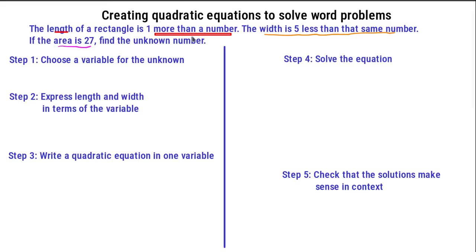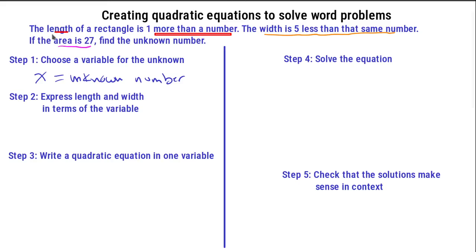So our unknown in this problem is going to be this unknown number here, this mysterious number we're comparing the length and width to. So x will be our variable name, although you could choose any variable name you want, y, a, anything, as long as you use it consistently. All right, second step, express the length and width in terms of the variable.